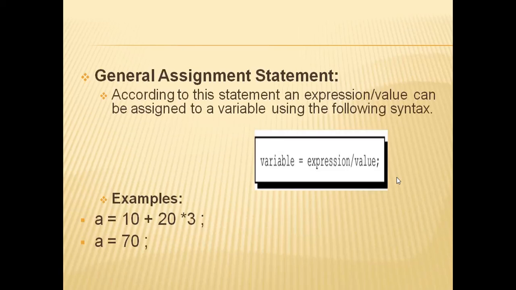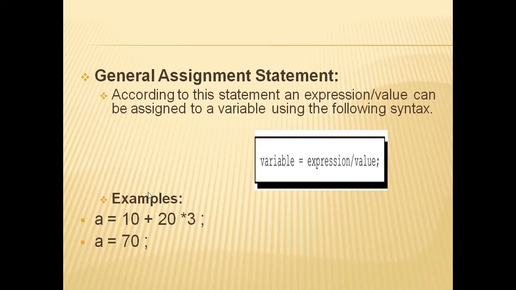Okay, first we will discuss the general assignment statement. According to this statement, an expression or a value can be assigned to a variable using the following syntax. This is the syntax for the general assignment statement: variable is equal to expression or value, ending with a semicolon.